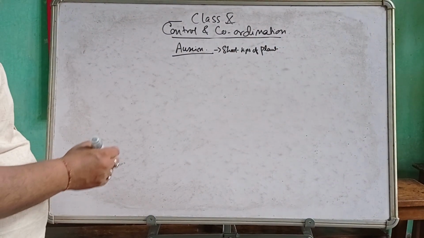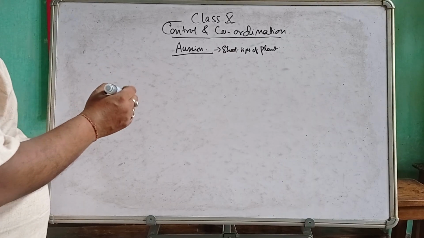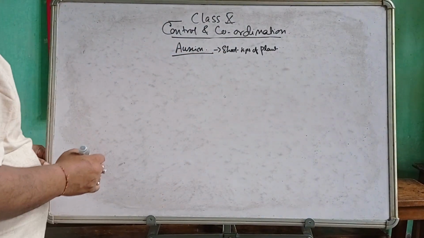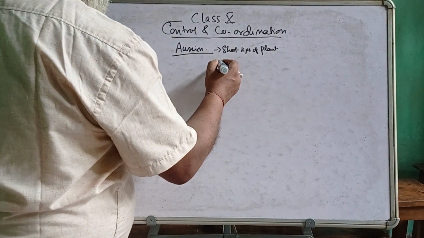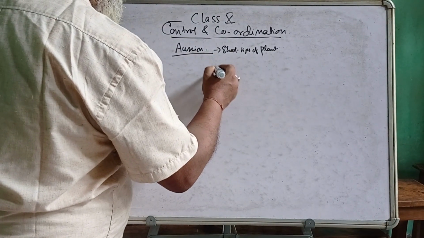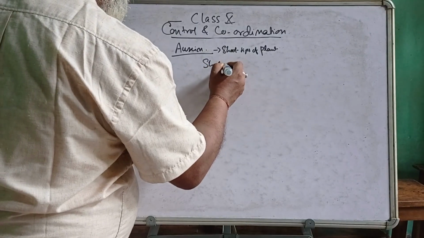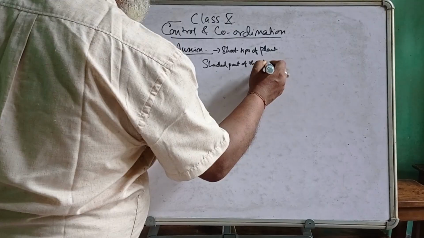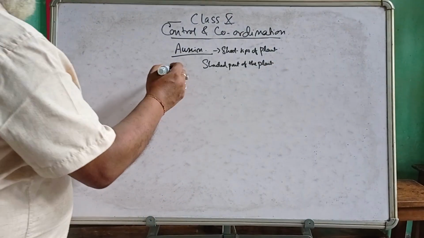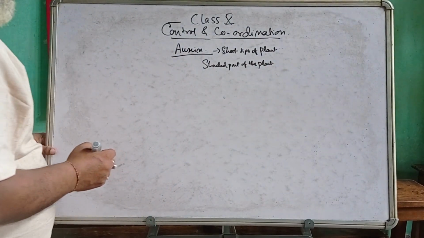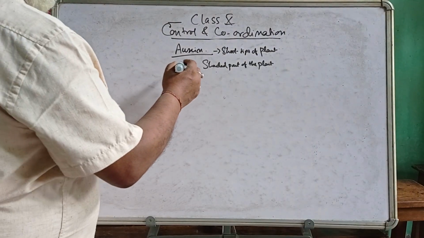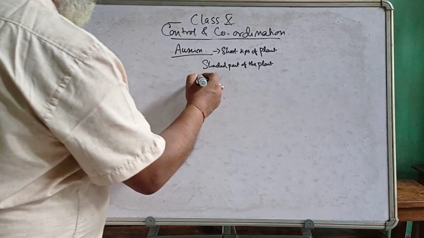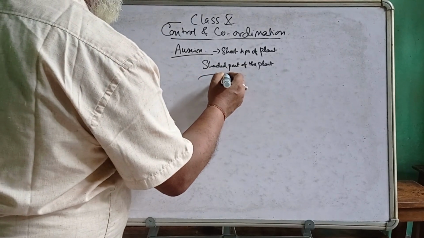What happens is that this auxin moves to the shaded part of the plant, and where auxin is accumulated, this accumulated auxin helps in the growth and bends the plant towards the sunlight.